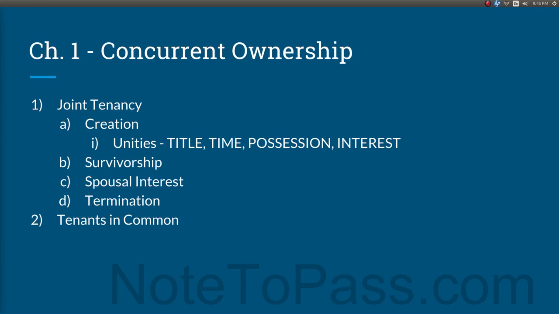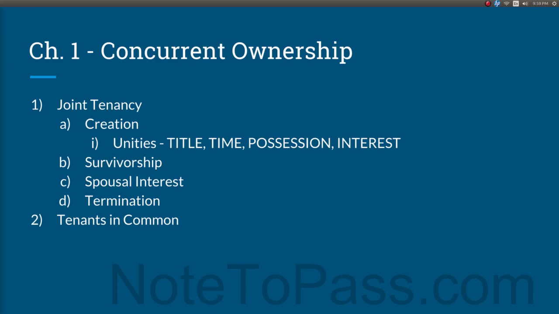Right of survivorship is an important aspect of joint tenancy. It states that if one owner dies in joint tenancy, the interest of the deceased owner will pass on to the remaining owner of the joint tenancy. A joint tenant cannot make a will for that particular property, because after the joint tenant dies, the property will transfer to the other joint tenant automatically. Spousal interest is the exception to survivorship.